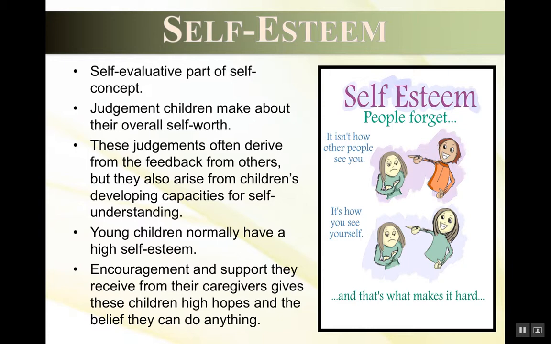So, young children normally have a high self esteem. People are typically a lot more positive towards younger children. And then as they get older, they start to be a little bit harder on them, even though everybody needs to hear more positives in a day than they hear negatives. So, encouragement and support really helps them in terms of their autonomy, not feeling guilty, not being ashamed of making mistakes and trying new things.